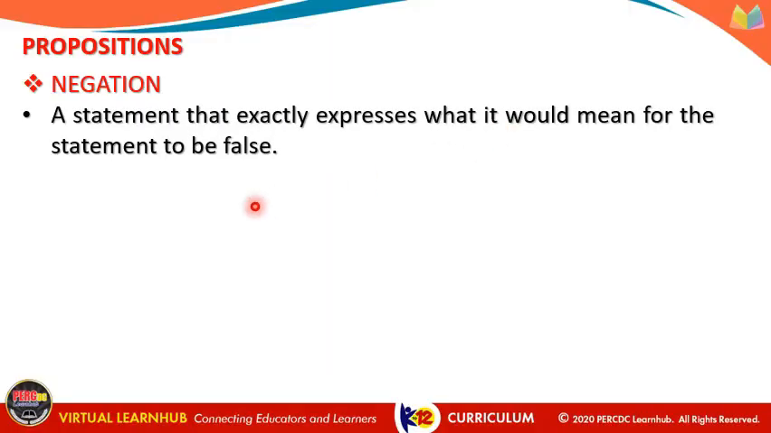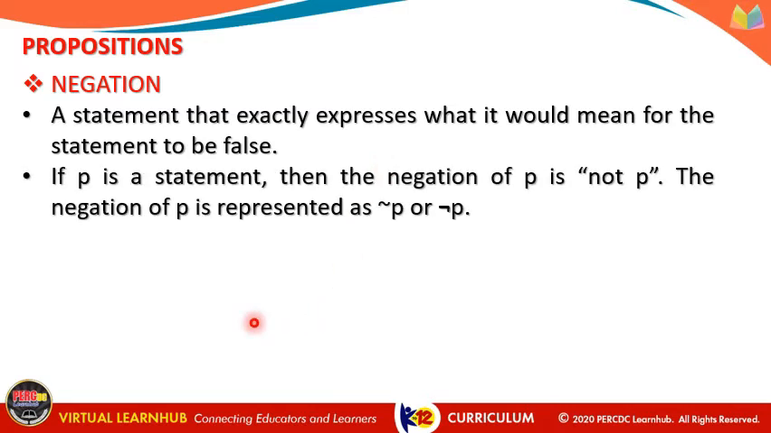Let us now discuss each compound proposition in detail. Let us start with negation. So a negation is a statement that exactly expresses what it would mean for the statement to be false. So basically, you are reversing what a statement says. If P is a statement, then the negation of P is not P. In terms of symbolic illustration, the negation of P is represented as either this or this one. Again, on textbooks, it's usually this, though you can also find sources that use this notation.